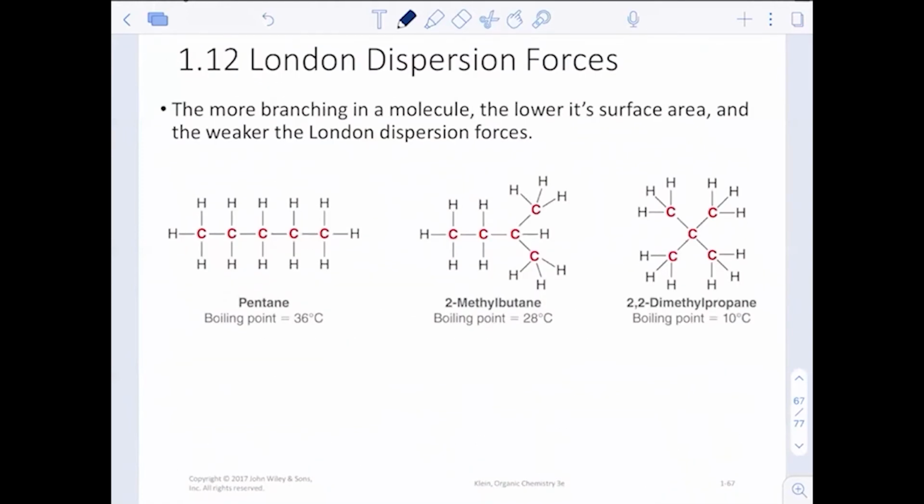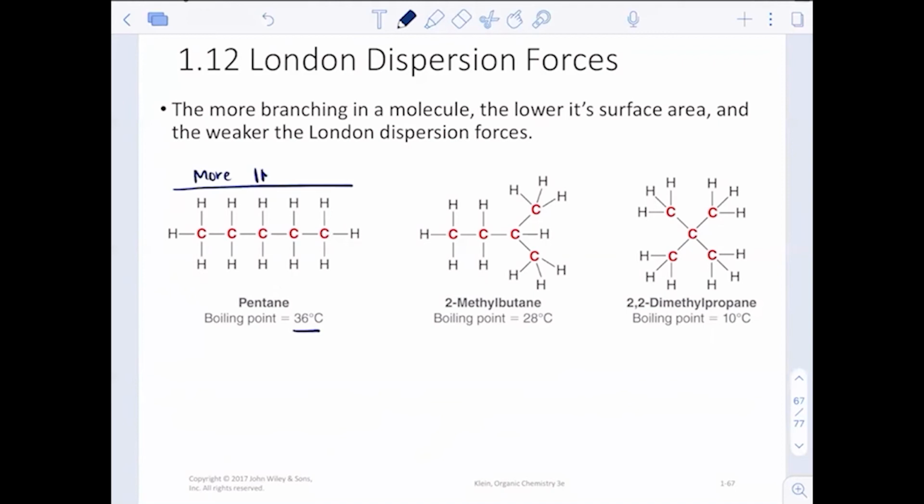Now, more branching in a molecule lowers its surface area. Think about the difference between a rectangle versus a circle. The actual rectangle has more surface than the circle. Circles are the least amount of surface area for the sphere. So the more branching, the more spherical. Notice that this central carbon is not really seen on the outside anymore. And so it truly is less surface area there. And so longer surface area, more intermolecular forces.